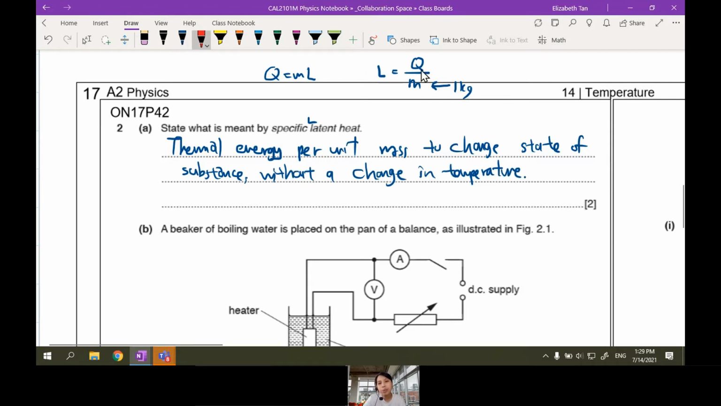But miss, this part is not in the equation. Yes, there is no data here, right? So you must say no data. So the first part is thermal energy per unit mass to change state. That is the first idea. Without a change in temperature is the second idea. So let's call this B1 and B1. You can say without change in temperature or at constant temperature.